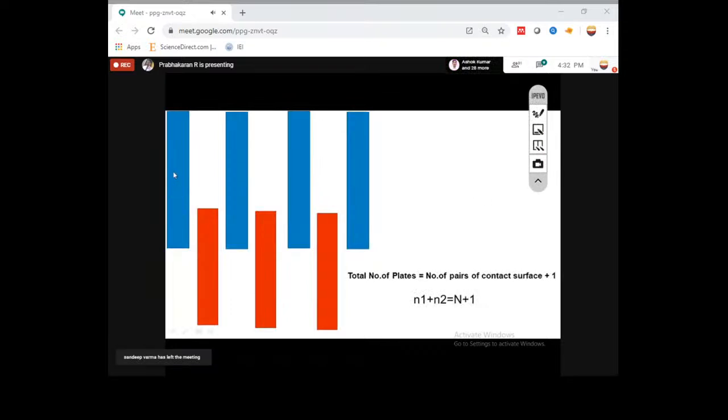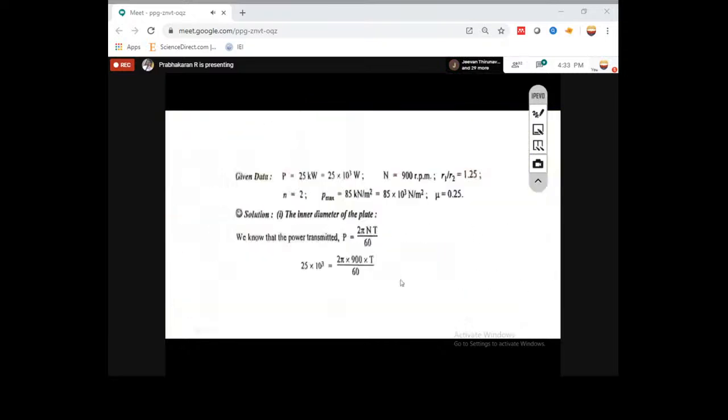So I'm going to find out the total torque. Total torque means P equals 2 pi N T by 60. From that you can find out the total torque. Then find out the torque required per surface: on this surface only you have to take mu W, and if you consider uniform wear theory, R1 plus R2 by 2, you can find out the torque value. Total torque divided by this torque, you can find out the number of contact surfaces, or otherwise the number of pairs of contact surfaces. If you want to find out your plates, it is the number of pairs of contact surfaces plus 1. This is the simplest way.